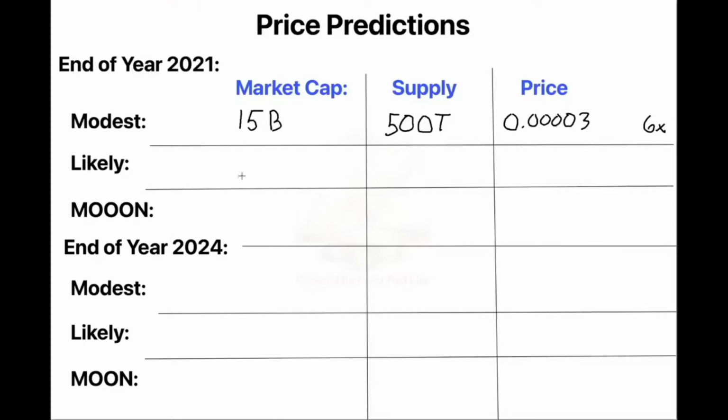The likely solution, I think, is that we are going to have a $40 billion market cap. We'll burn a lot more supply down to 460 trillion, and we'll get a price of 0.0008, or a 16 times jump from where we are right now.